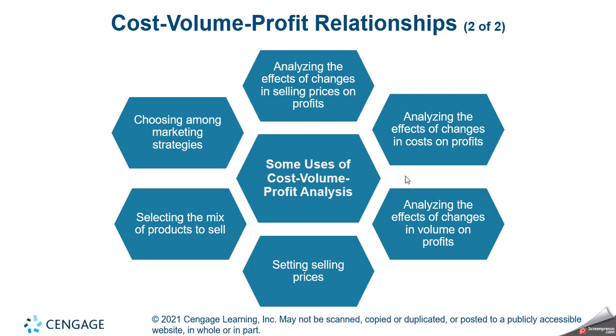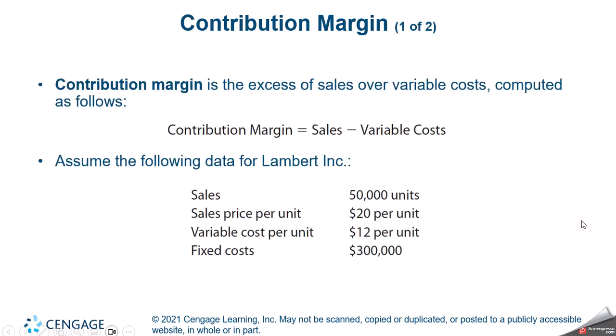So say those direct materials or direct labor costs are going up, you're probably going to want to adjust your selling price. So all those things are what we use these cost volume analyses for.